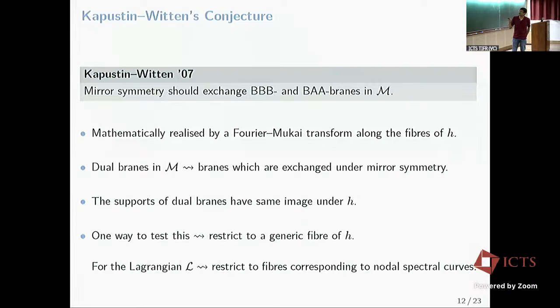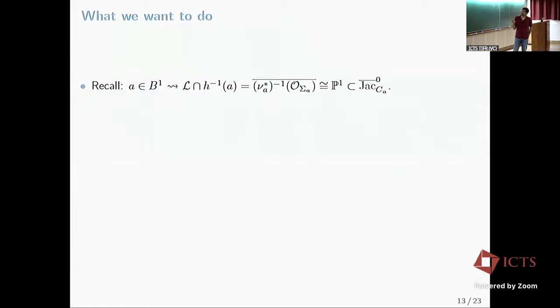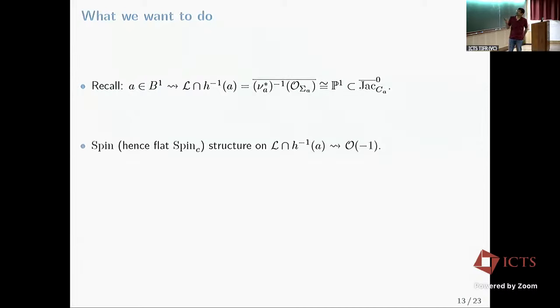Okay, so here's what we want to do. Remember the definition of our Lagrangian, take a point in the base. So our Lagrangian intersected with the fiber, so this is a nodal spectral curve, is the closure of the inverse of the pullback map. And I was fixing this trivial line bundle, okay? This is P1. So the intersection of our Lagrangian with a fiber is P1.